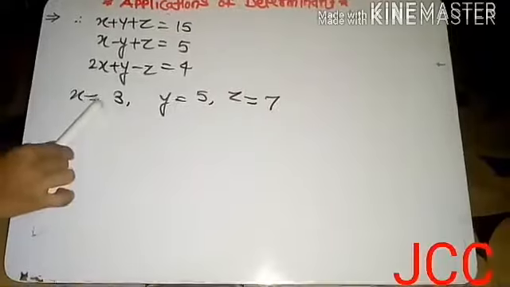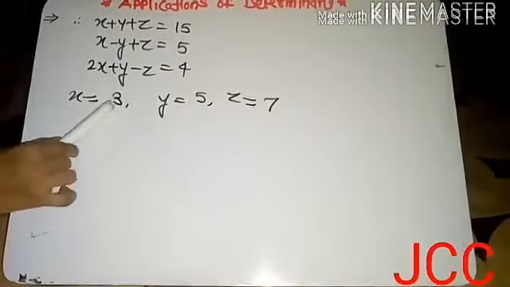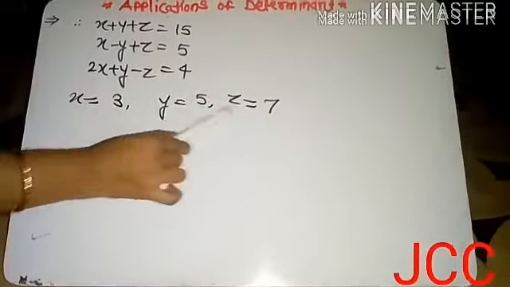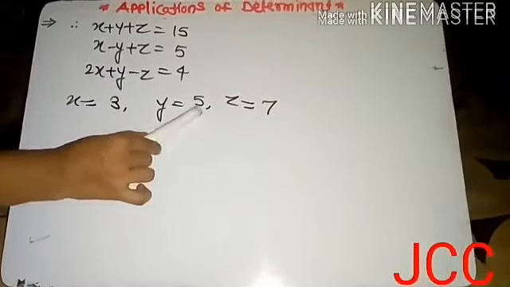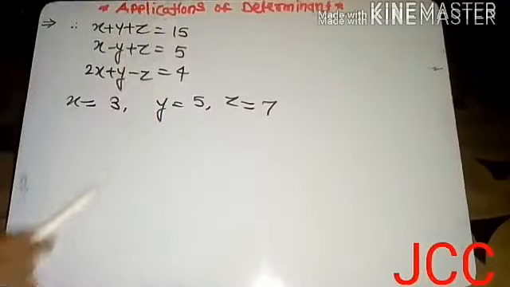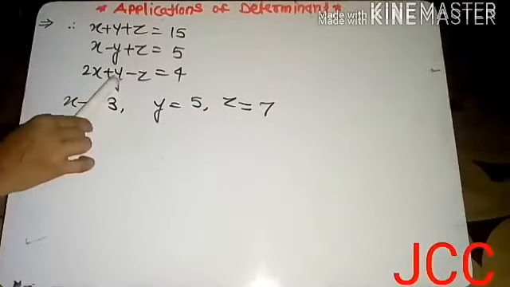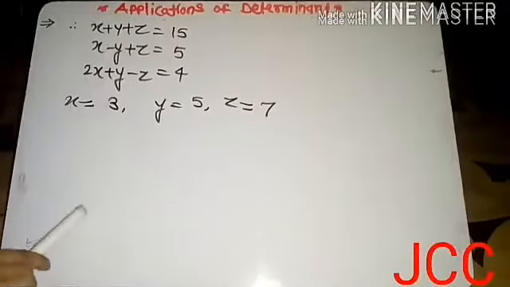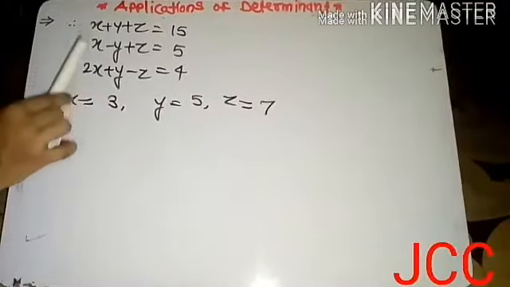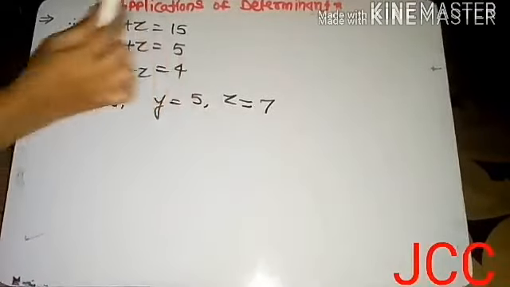Now look here, when we put these values in the conditions, we satisfy these equations. 3 plus 5 plus 7, first equation, that is equal to 15, that satisfies. Now x minus y plus z, 3 minus 5 is minus 2, minus 2 plus 7, 5. The second is also satisfied. 2 into 3, 6 minus 5 plus 7, 11 minus 7, that is equal to 4. That is the third equation also satisfied. And therefore, the required 3 numbers are x equal to 3, y equal to 5 and z equal to 7.